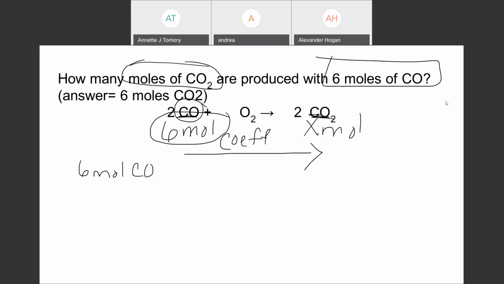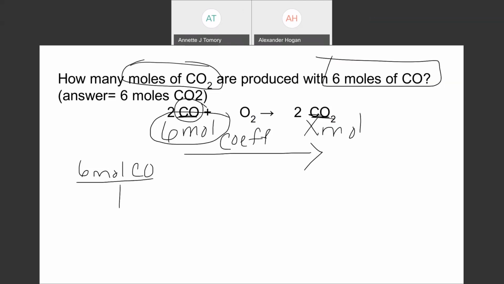Don't get lazy with your units. Especially with this one, because we're actually changing compounds. I was trying to get you guys to kind of start thinking about that in those terms later. But I don't know how much it really sunk in because I'm still yelling at people about doing that. So we have 6 moles of CO on the top. That means I want to put moles of CO on the bottom.